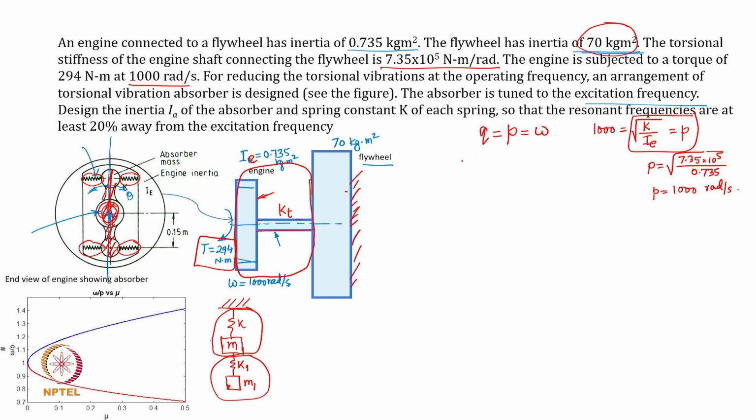All right, we would be interested in knowing what value of mass ratio we should use. So mu is M1 over M, which in this particular case of a torsional vibratory system, instead of mass, we always talk of the inertia of the absorber and that of the engine. Now, we do not know that, because the absorber's inertia is what we want to find out. So this is not known. What about the engine inertia? Yes, engine inertia is known as 0.735, but I do not know mu. In fact, I would like to know what mu is.